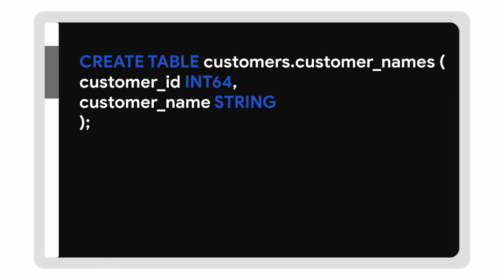The customer name column will store the customer's name. This column will be of type string, which means that it can store text data. This is a good choice for storing names, addresses, and even phone numbers. When you run this query, an empty table called customer names will be created in the customer's dataset.